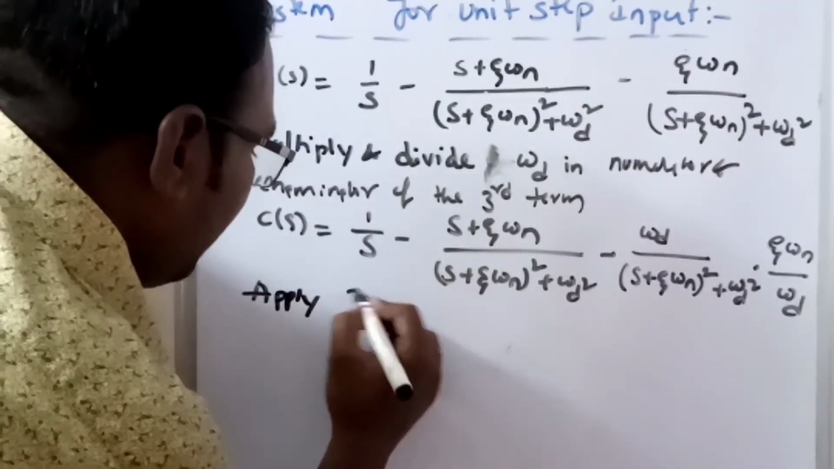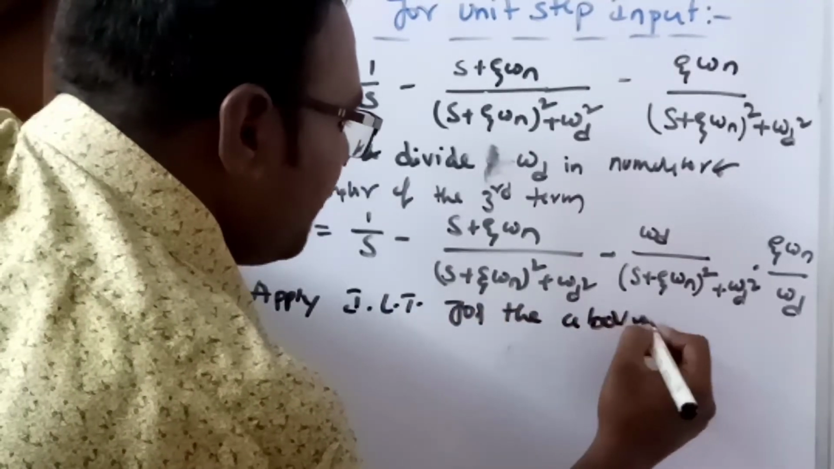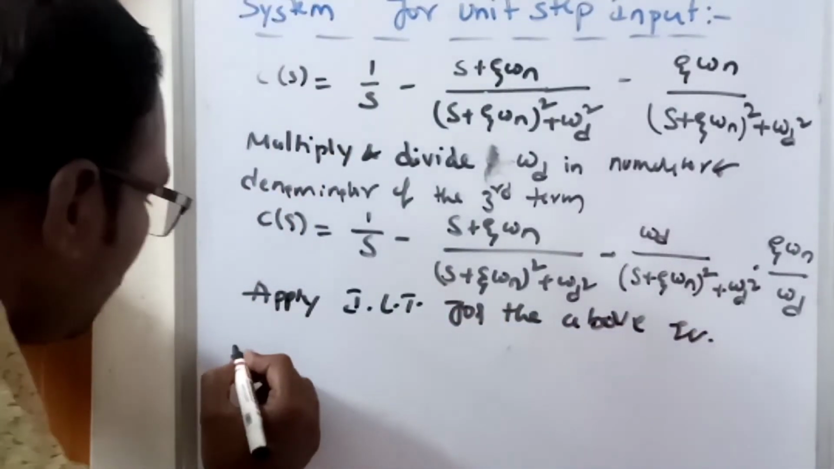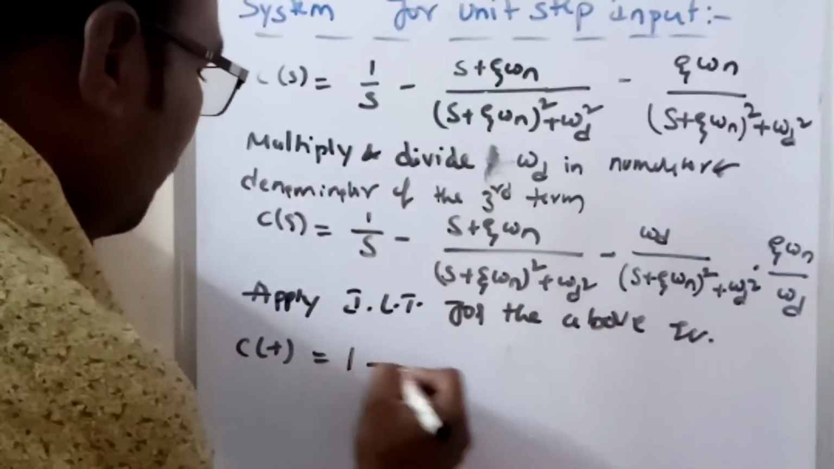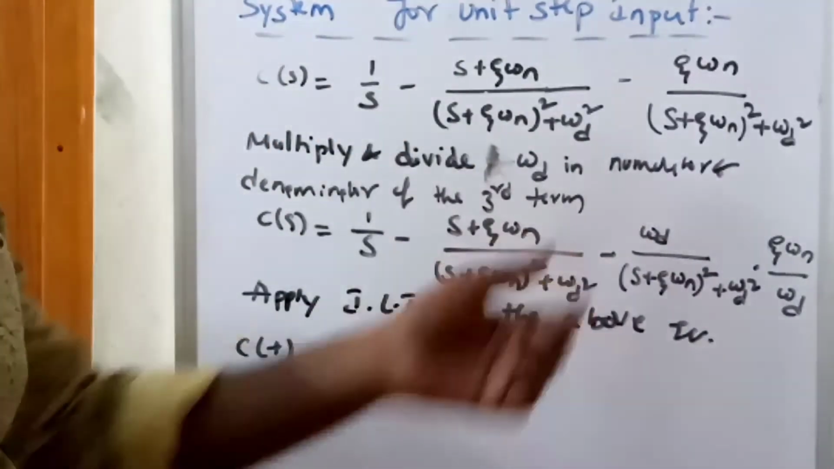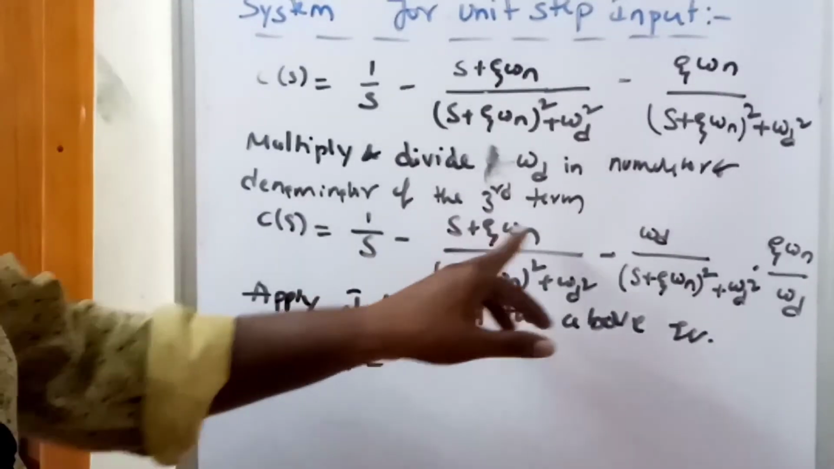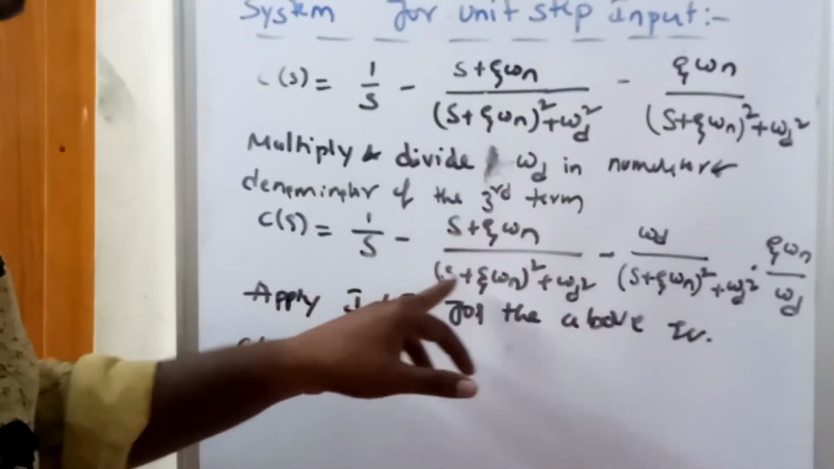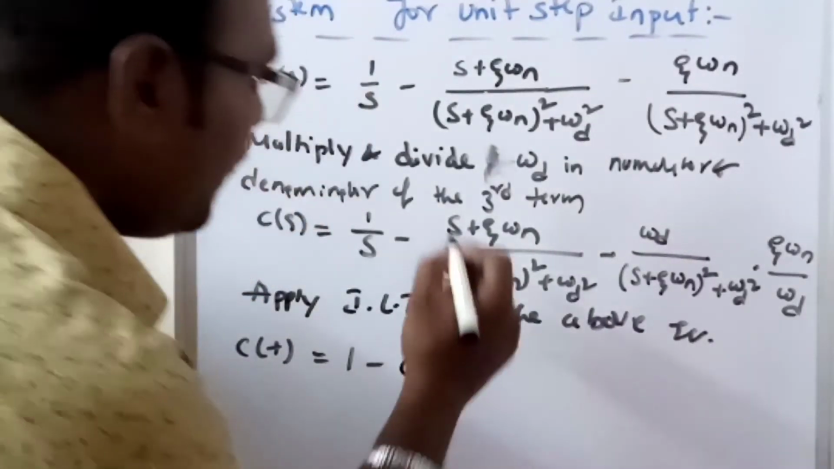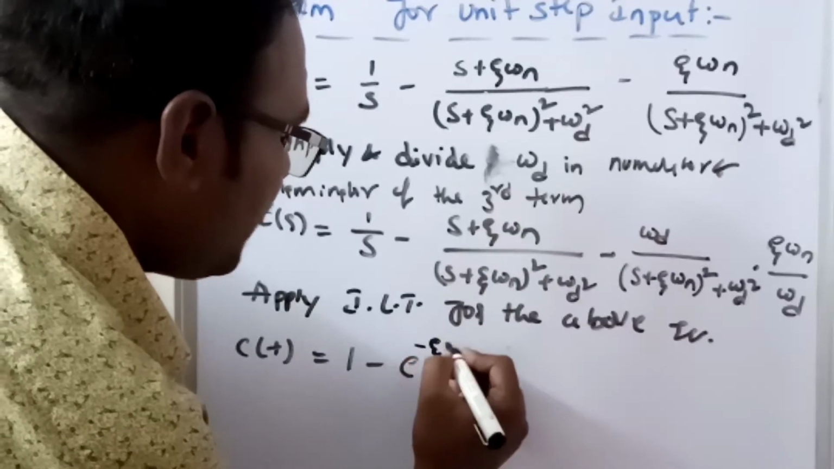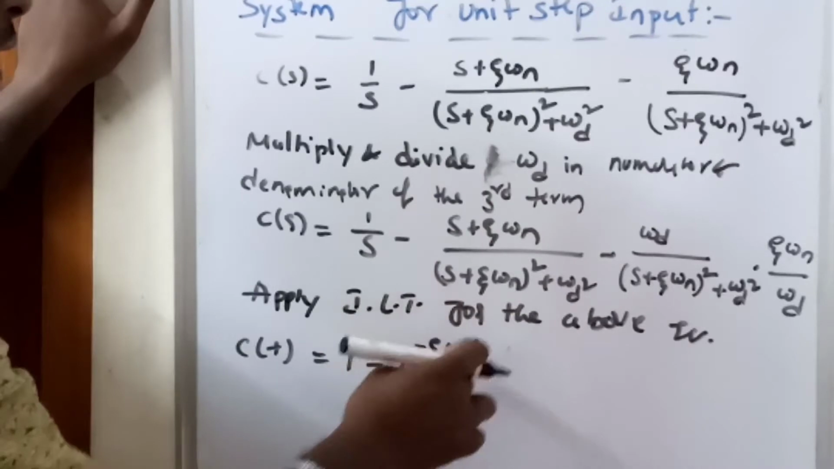Apply inverse Laplace transform for the above equation. What happens? c of t is equal to inverse Laplace of 1 by s, which becomes 1 minus... See here, it is in the form of which type? It is in the form of s plus a, and (s plus a) whole square plus omega square. For that, what is the formula? e power minus at, e power minus zeta omega n t. Why? Because a is the zeta omega n value, so that's the formula.